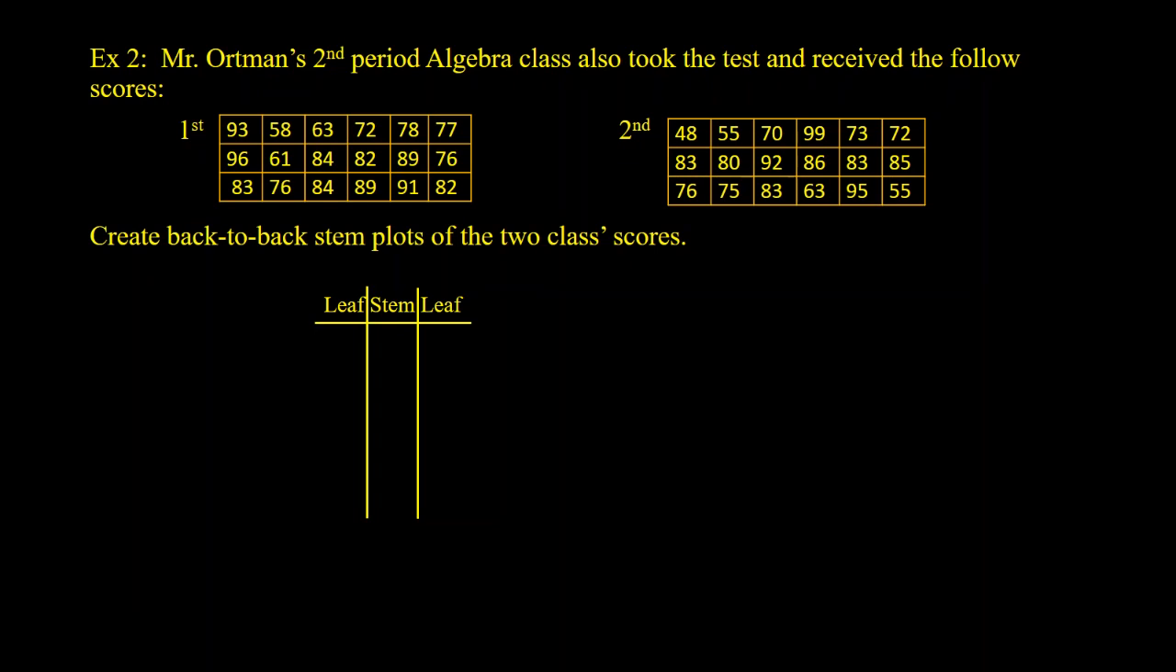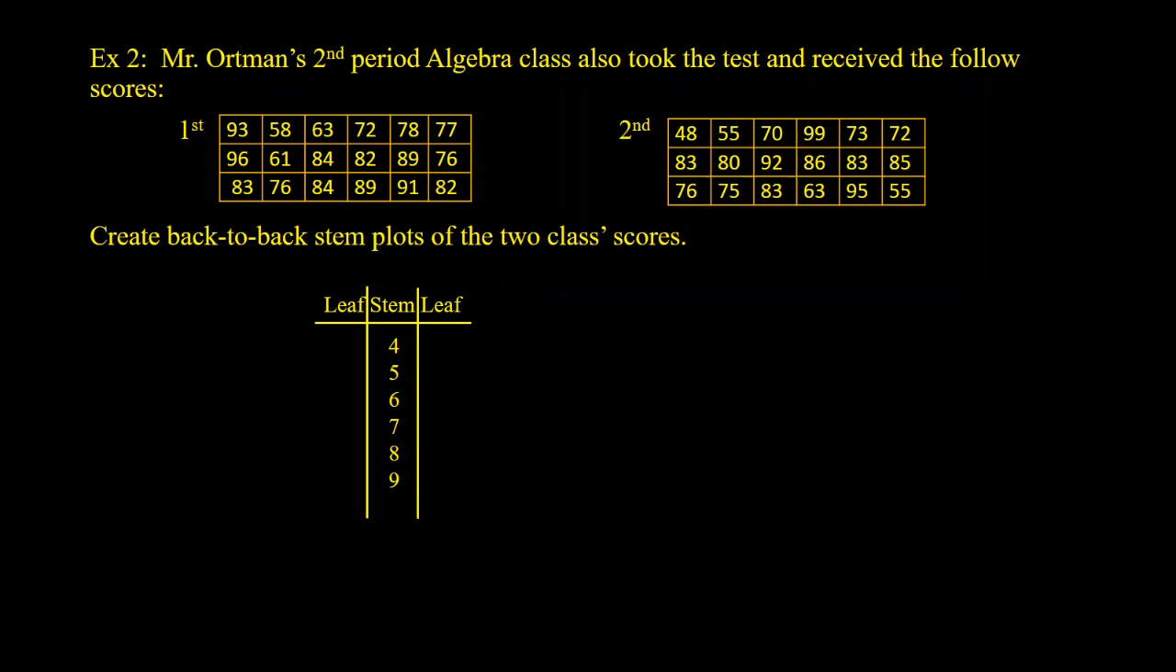So I start by putting that down there. 4, 5, 6, 7, 8, 9. There's my stem. I'll put my lines on each side, and the stem's in the middle. And since I'm doing a back-to-back stem plot, I'm going to put leaves on both sides of these. So on the left-hand side, we're going to list first period, and the right-hand side, second period, just like it lines up in our tables.